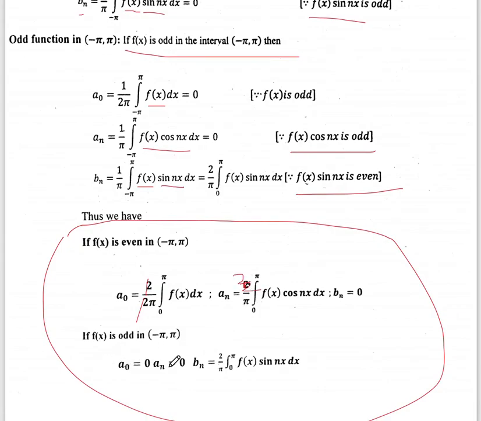Then if f(x) is an odd function in the interval −π to π, then we get a0 = 0, an = 0, and bn is 2/π integral 0 to π f(x) sin nx dx. So these are some basic concepts of the Fourier series. These are very important formulas and definitions required to solve problems on Fourier series. In the next lecture we will see some problems using these basic formulas to solve Fourier series problems.